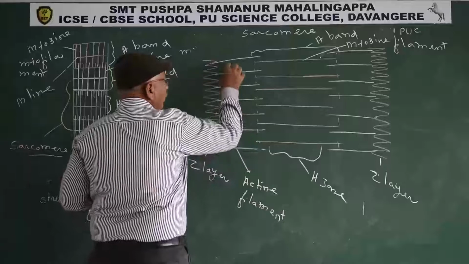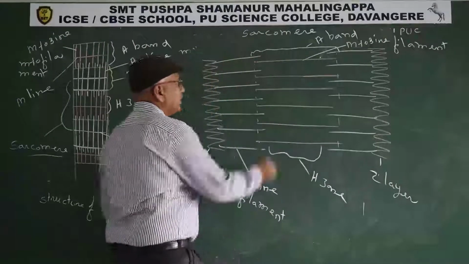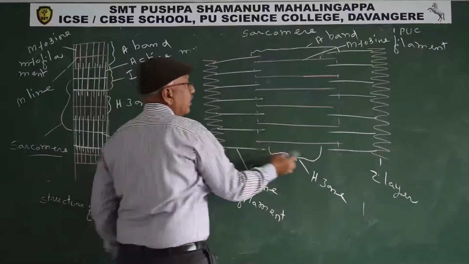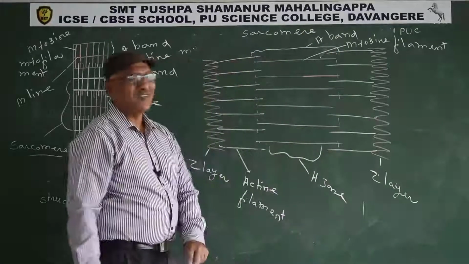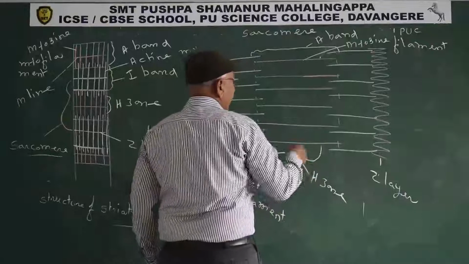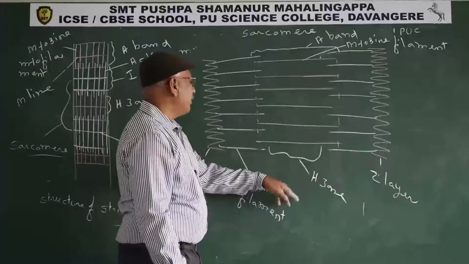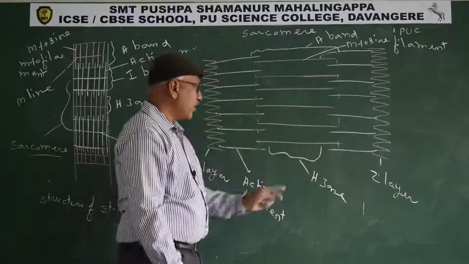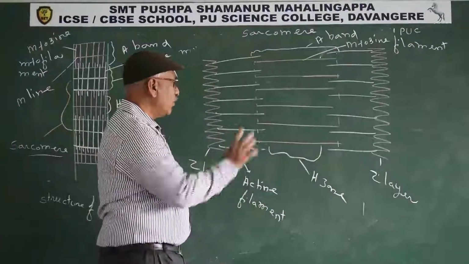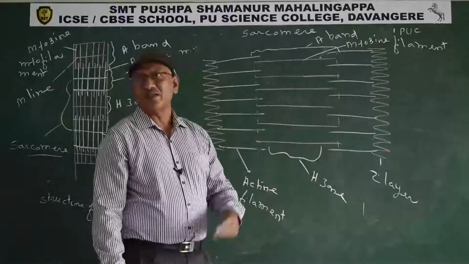I band contains only actin filaments. A band contains both actin and myosin filaments. The part of the A band containing both actin and myosin is known as peripheral part. So the peripheral part of A band is the thickest part of sarcomere. The middle part of A band is lighter. Why is the middle part lighter when compared to the peripheral part? The middle part of A band contains only myosin filaments. Due to the presence of only myosin filaments, it is lighter, and it is known as H zone.